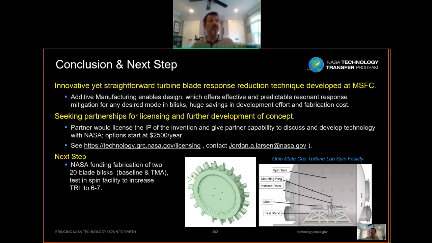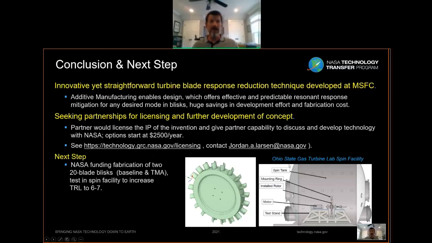We are seeking partnerships for licensing and for the development of the concept, and Jordan will discuss that a little bit. The options even start at just $2,500 a year. Now, the next step that I'm looking to is NASA has committed to funding the fabrication of two 20-inch integrally bladed discs, or blisks, as shown here, using this design. One would be a baseline without an absorber, and one would have the absorbers in each blade, and we'd put them in a spin pit.